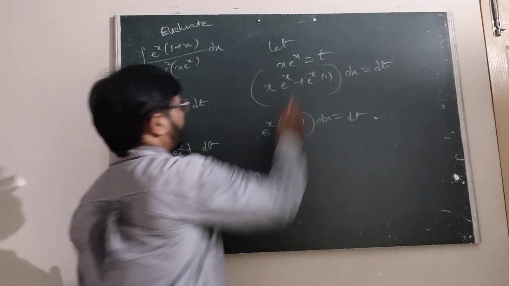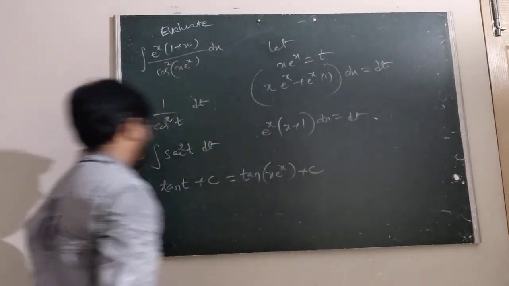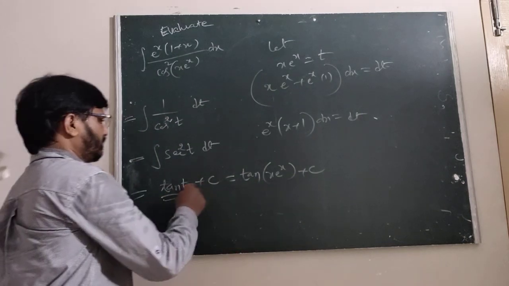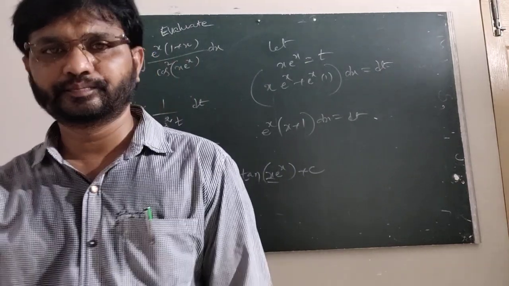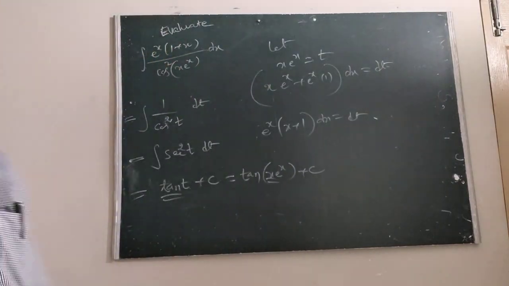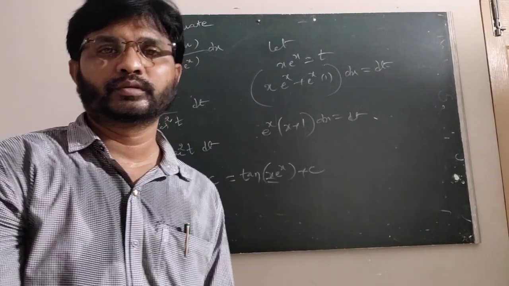What is the t here? x into e power x. So tan of t plus c, where t is x into e power x, gives tan of x e power x plus c as the answer. This is the integral of e power x into 1 plus x upon cos square of x e power x.